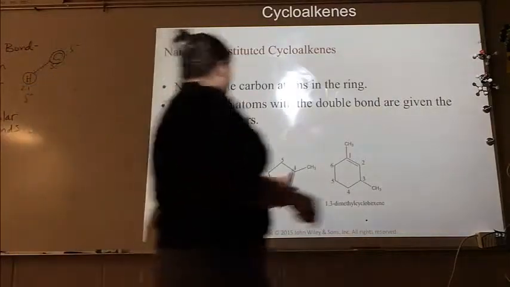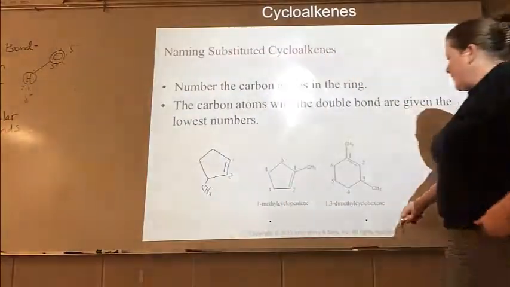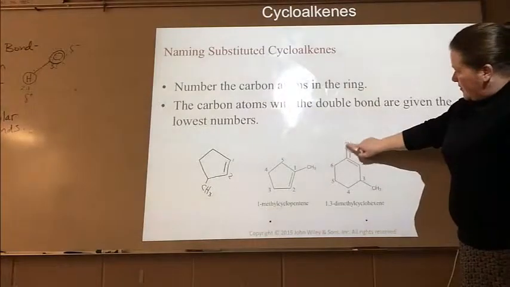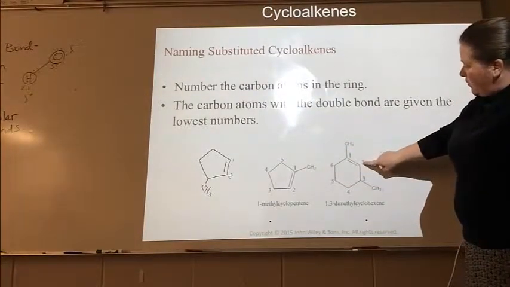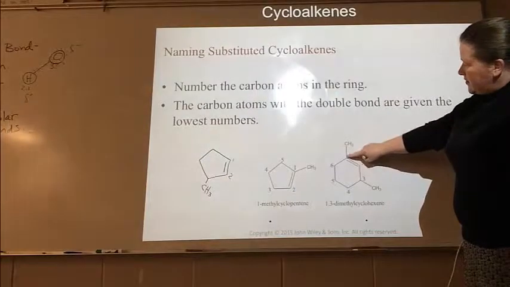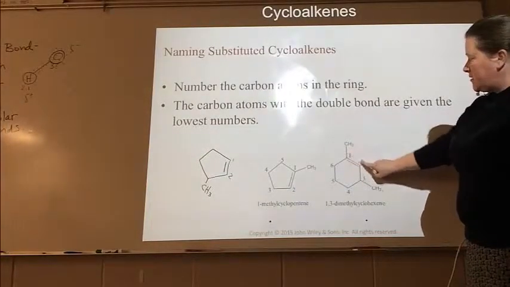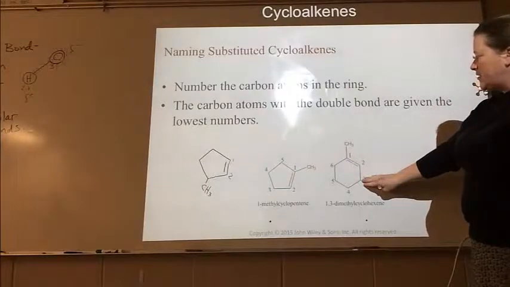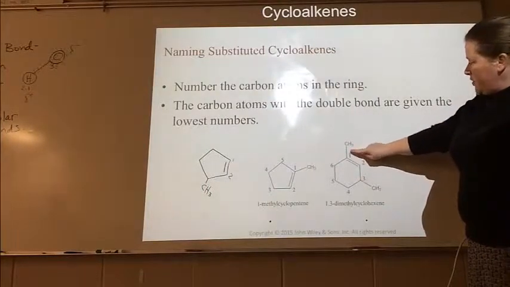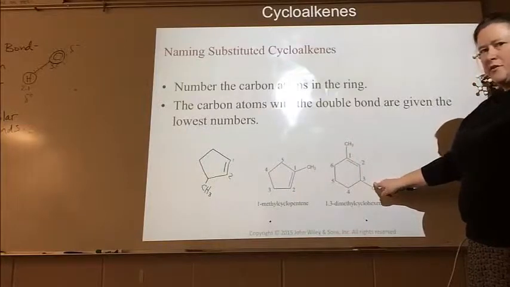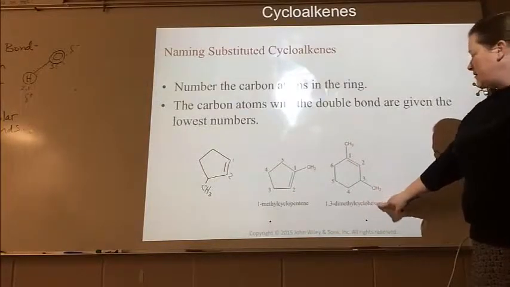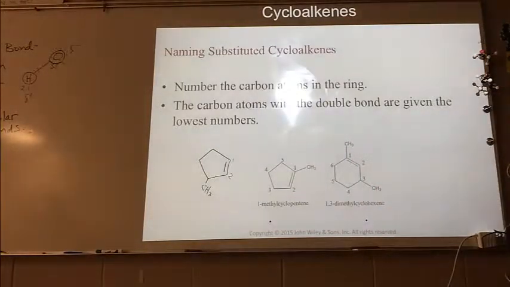This one, 1-methylcyclopentene. This one, we're going in this direction because this gives us the shortest distance, the smallest numbers. So that becomes 1,3. They're both methyl groups, dimethylcyclohexene.